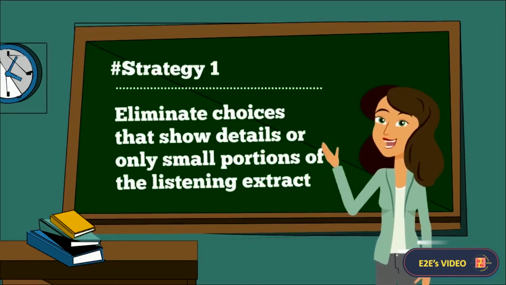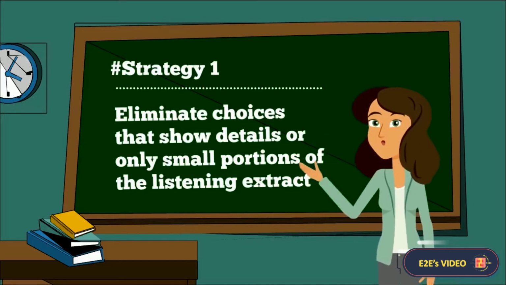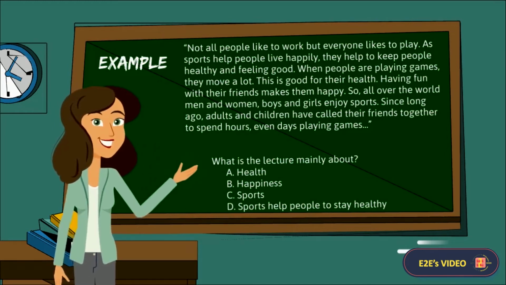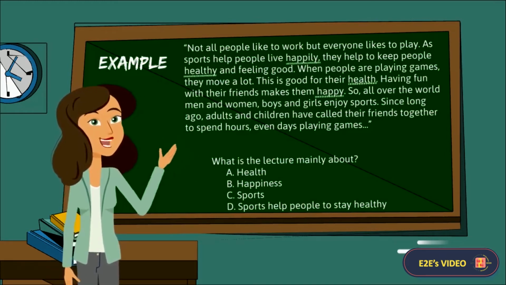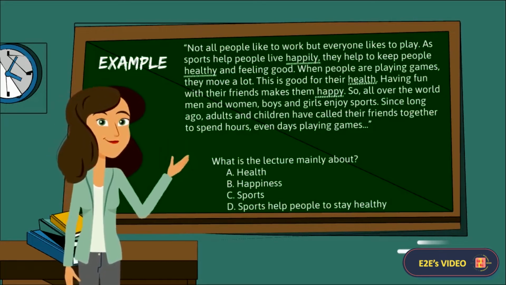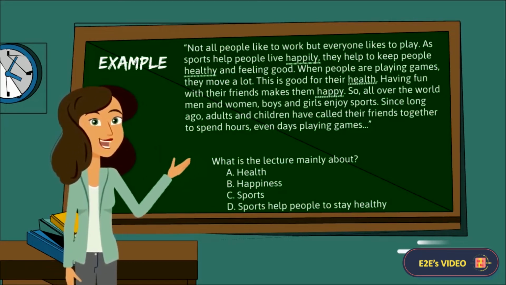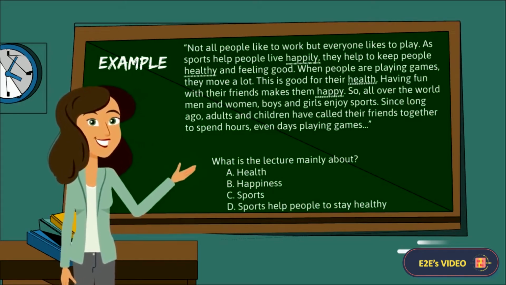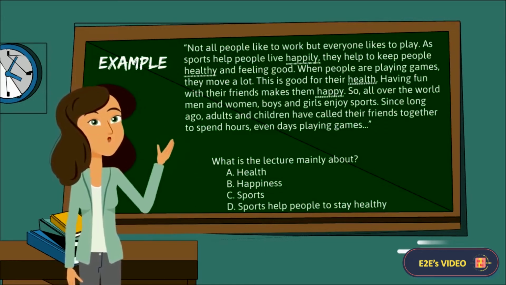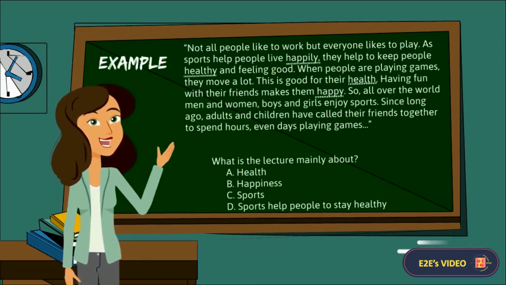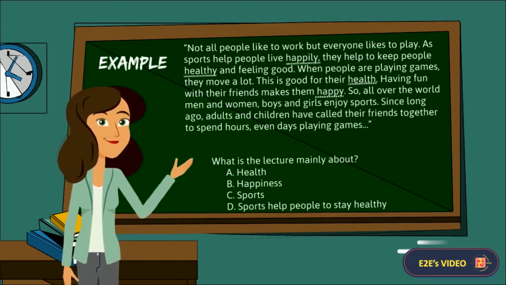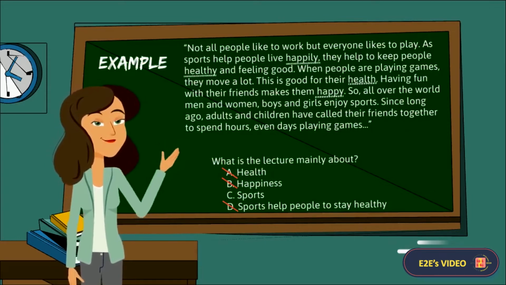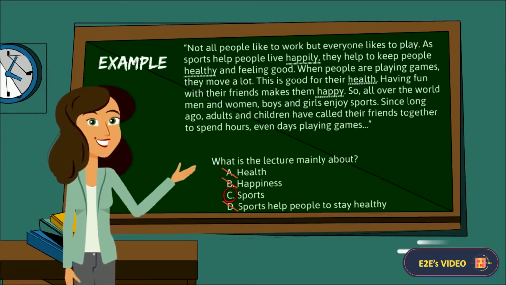Eliminate choices that show details or only small portions of the listening extract. For example, look at the 4 options of the answer here. Words related to health and happiness are repeated twice to trick us, but they're not the correct answer since they are both just one of the benefits sports bring about. Meanwhile, sports are mentioned in multiple aspects, such as their characteristics, advantages, prevalence, and so on. So being part of details, A, B, and D are eliminated. And being discussed throughout the sentences, C is the correct answer.